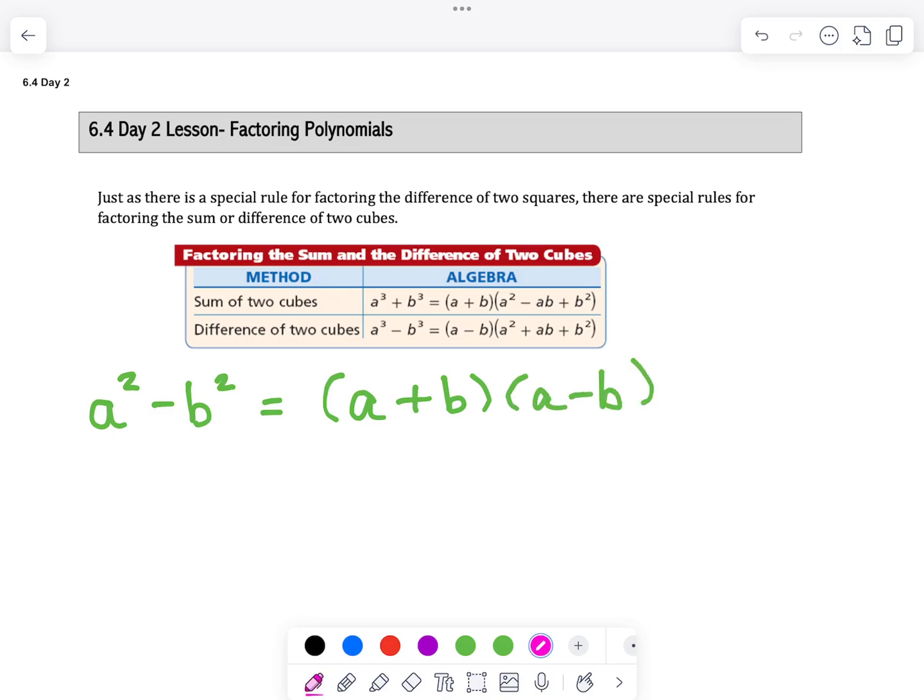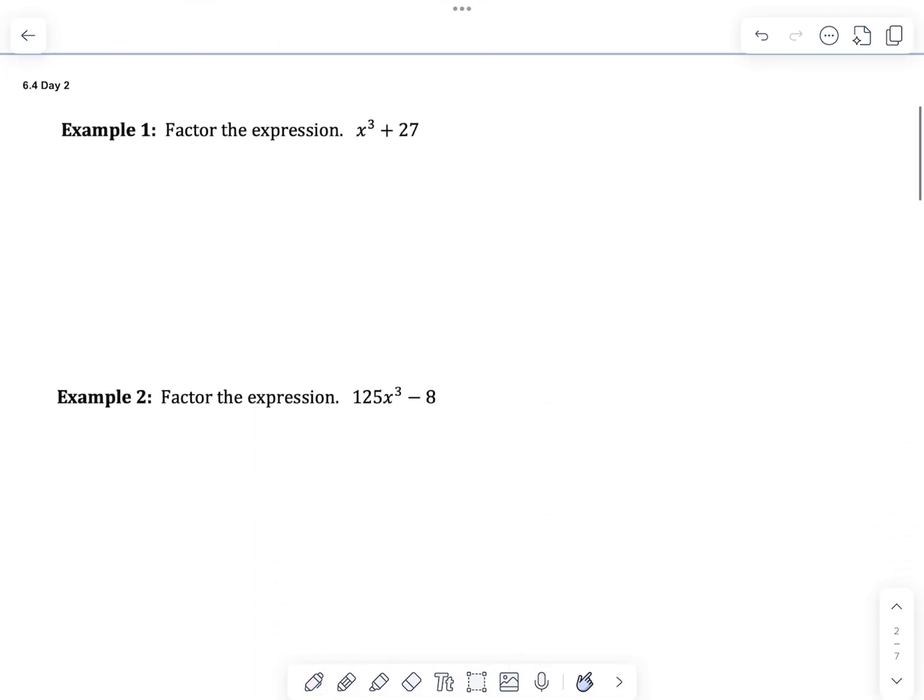Now we're introducing two more factoring methods called the sum and the difference of two cubes. So when you have the sum of two cubes, you're going to use this rule. And when you have the difference of two cubes, you're going to use that rule. So let's go ahead and practice it. So example 1, factor the expression x cubed plus 27.